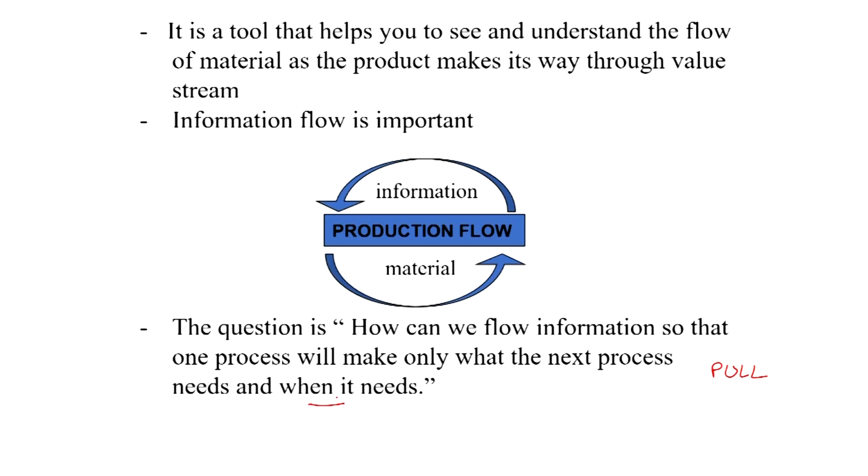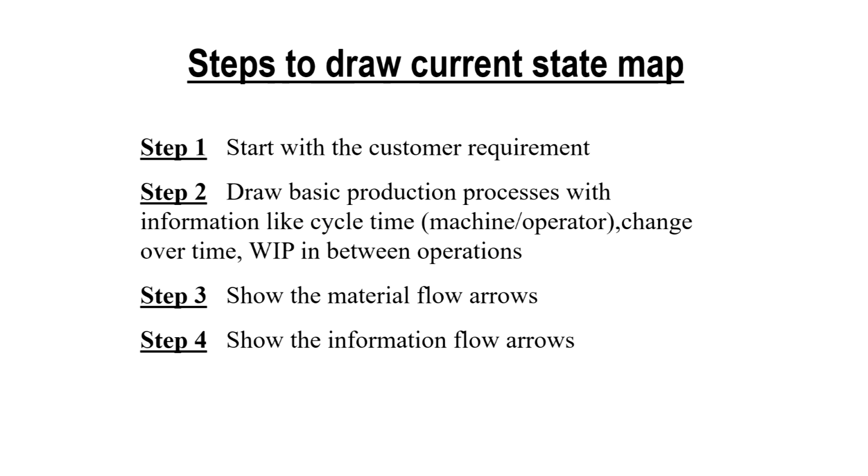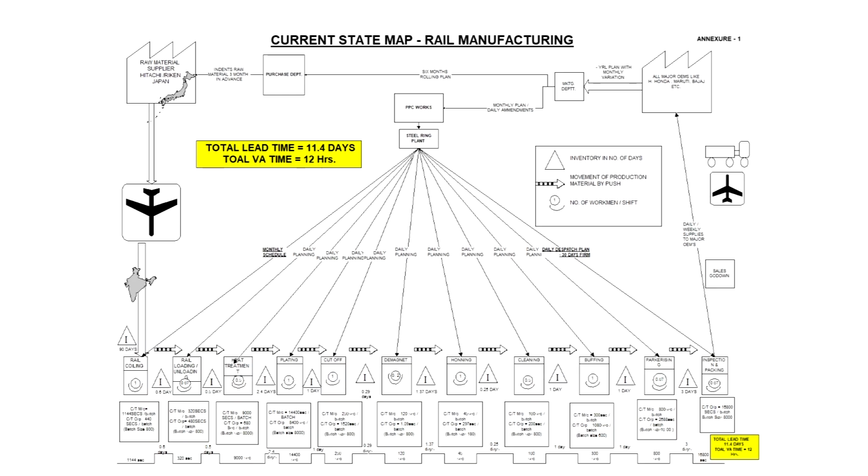So, let us take one example of how to draw the current state map. Start with the customer requirements, draw the basic production process with information like cycle time, change over time, work in process between operations, show the material flow arrows, show the information flow arrows. Let us see the value stream map which we have constructed for a particular company. It is a company which is manufacturing automobile components. Raw material is coming from Japan to India, and then these are your customers for automobiles.